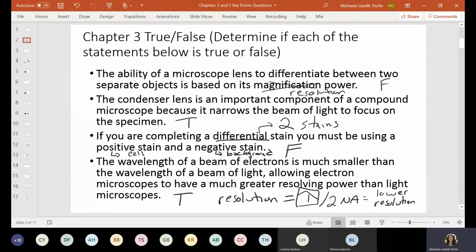So if you have a resolution of, say, 0.1 nanometers, that's telling you that those objects could be 0.1 nanometers apart from each other and you could still see them. As opposed to if you had a resolution of 500 nanometers, those objects, if they were closer than that, you wouldn't be able to see them anymore. So the lower the resolution number, the better the resolution of the microscope itself.